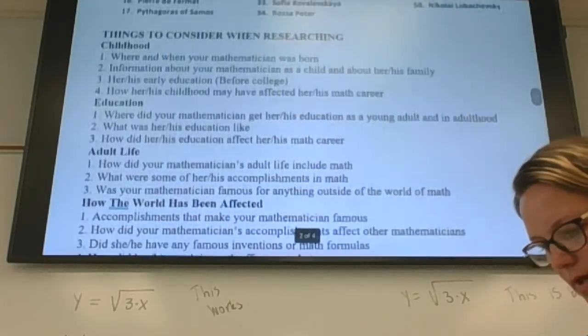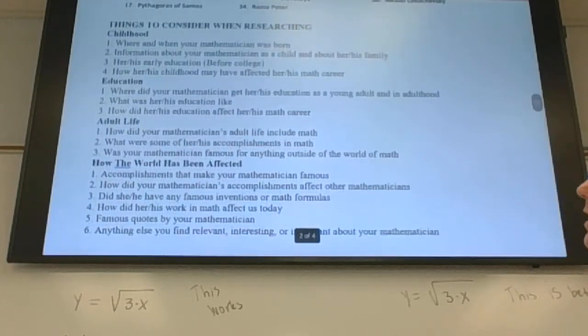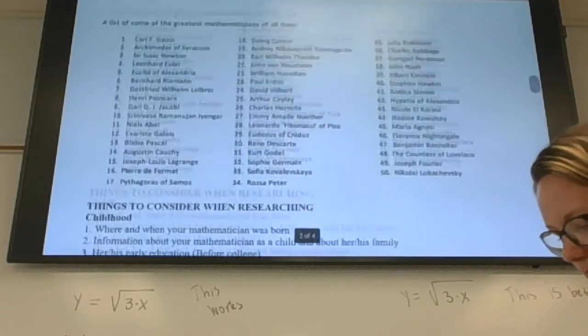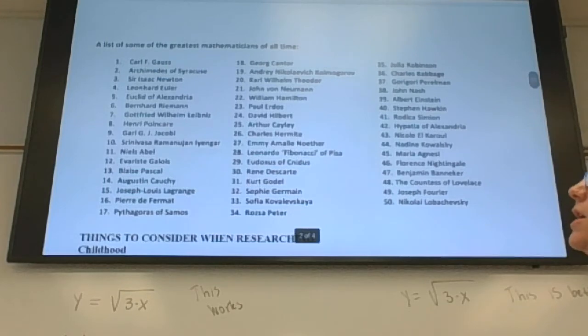Wikipedia. And here's some things to consider, so read through that. And then here's a list of 50. You don't have to pick one of these mathematicians, but I don't want any repeats, so you have to sign up on the back cabinet of who you want to pick.